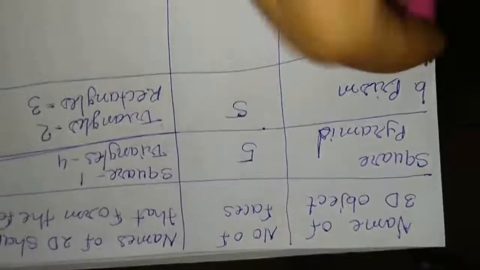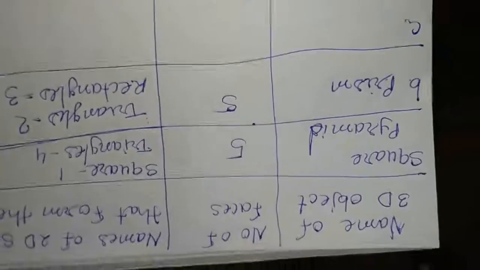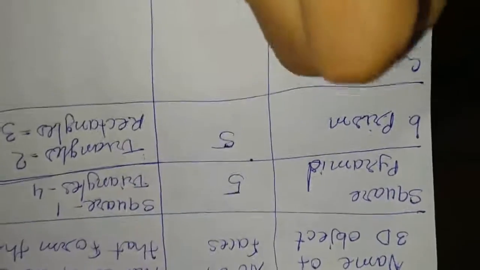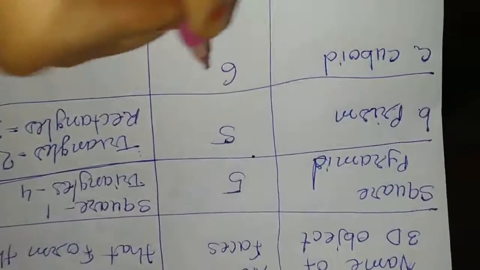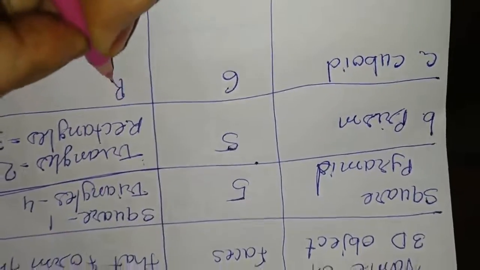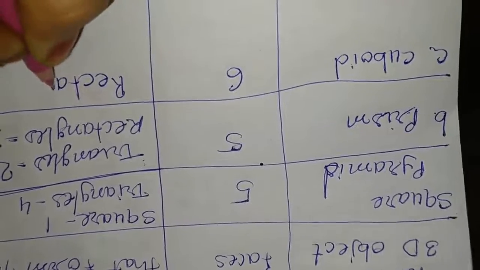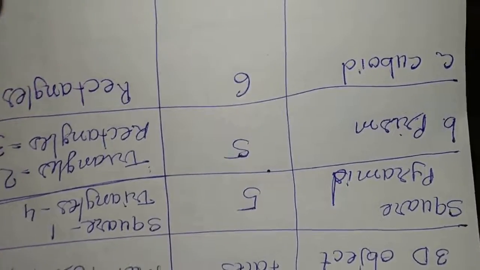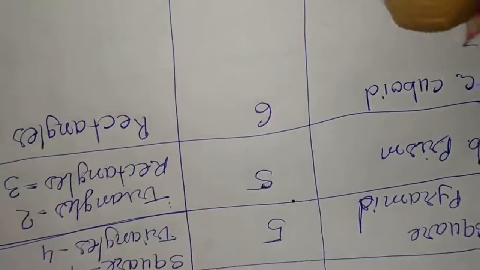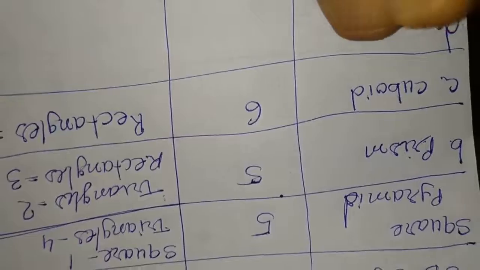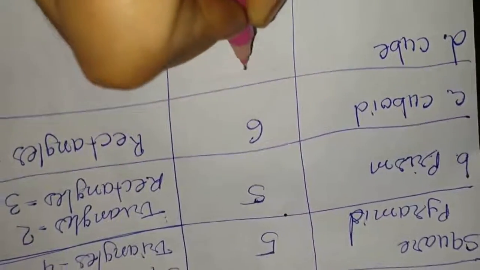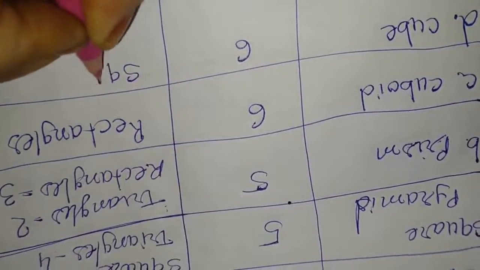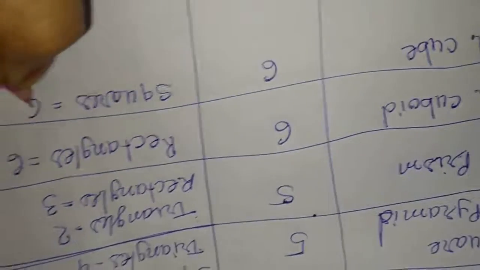Now students, next one is C1 portion. In the C1 portion, there is a cuboid. So cuboid has 6 faces and rectangle is equal to 6. Then D1 question is, students, cube. Cube has 6 faces and squares is equal to 6.